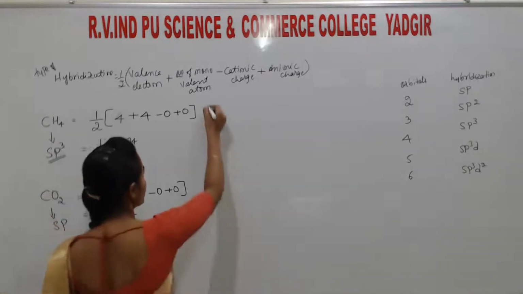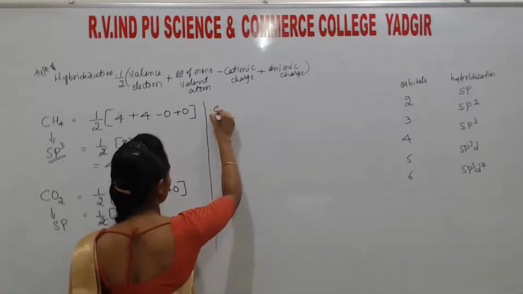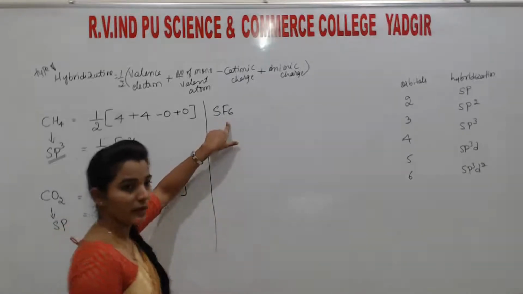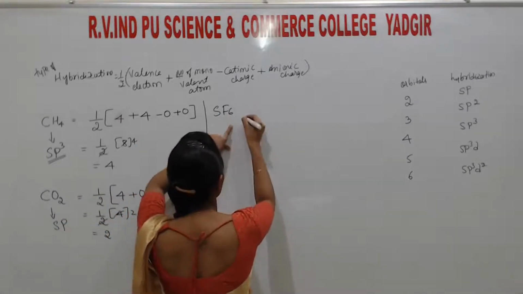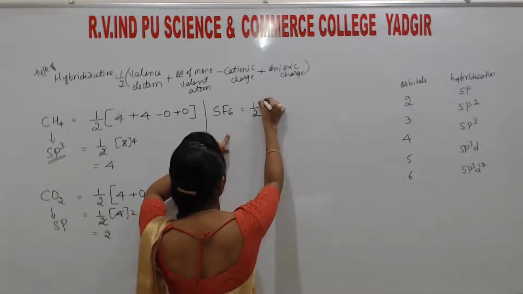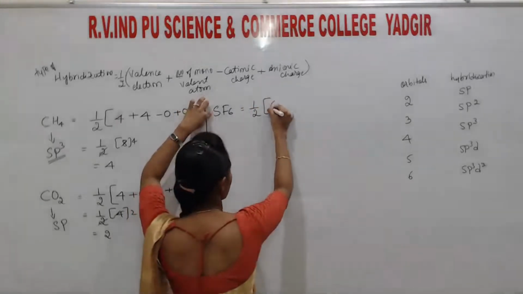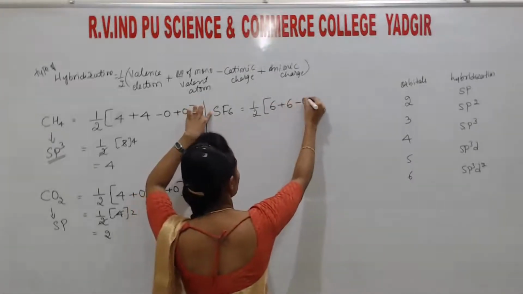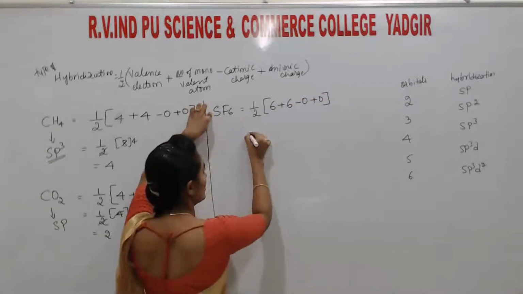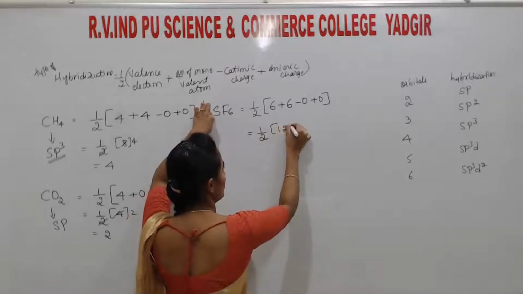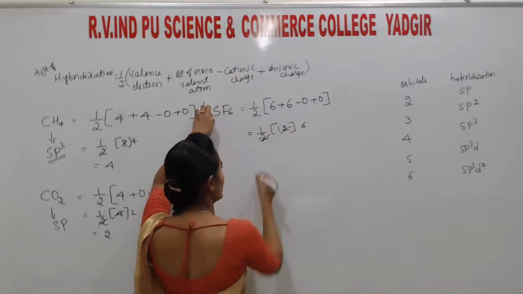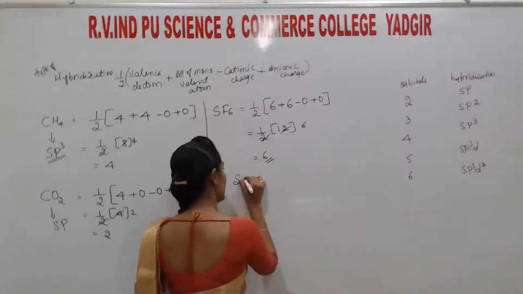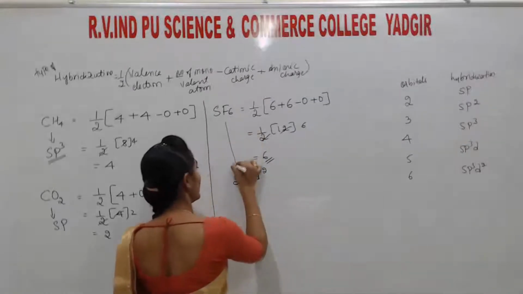Now the SF6 molecule. Let's discuss here. Same SF6 I'm going to tell you. Half into valence electron of sulfur, which belongs to the oxygen family, means 6, plus monovalent atoms, which is 6. There is no charge. So that is 1 by 2 into 12, that is 6. So if number of orbitals is equal to 6, which hybridization? That is sp3d2 hybridization.